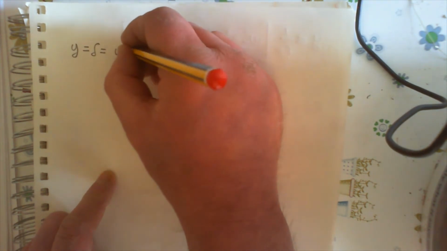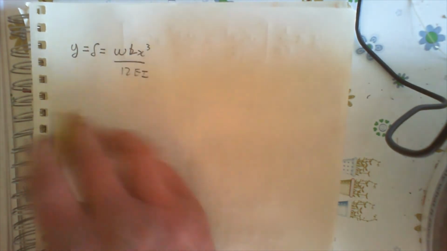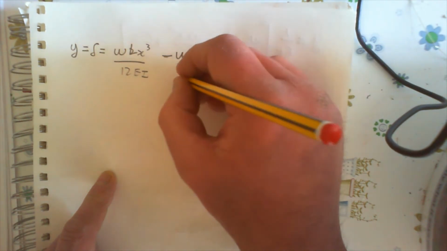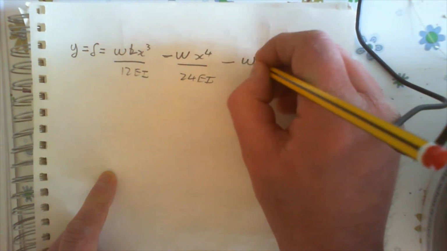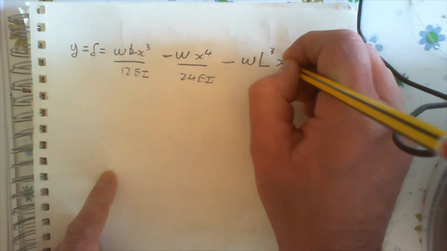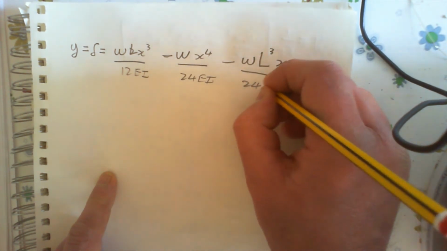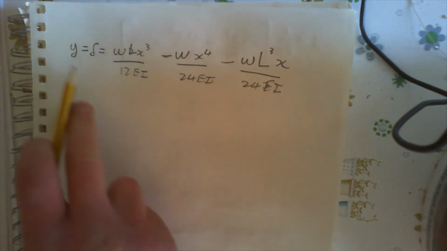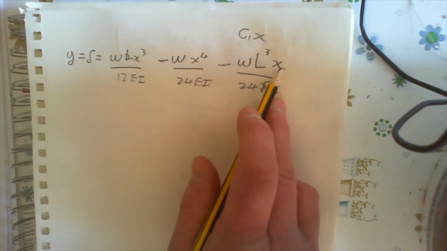It works out at, I'm just going to multiply through, load length x cubed over 12EI. Remember that from the last one, that's been integrated, minus the load times x to the 4 over 24EI minus the load times the length cubed times x. That's our C1 part, over 24EI. And remember that on the second integration, to get y, it was C1 times x. So that's where this is coming from, if you're wondering.